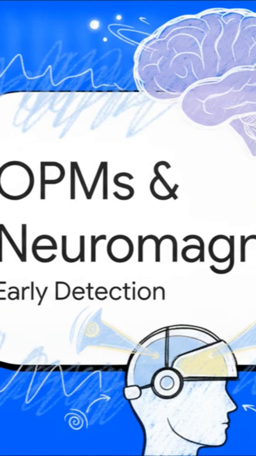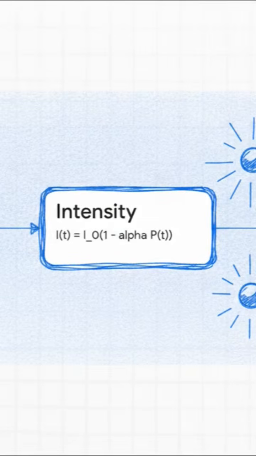Moving up the scale, we reach Section 2, OPMs and neuromagnetism. This is where we focus on early detection. Let's walk through OPM polarization dynamics step by step.